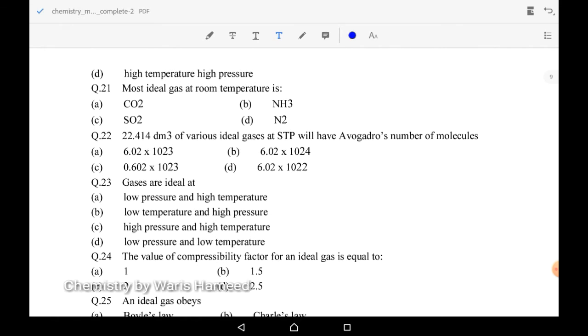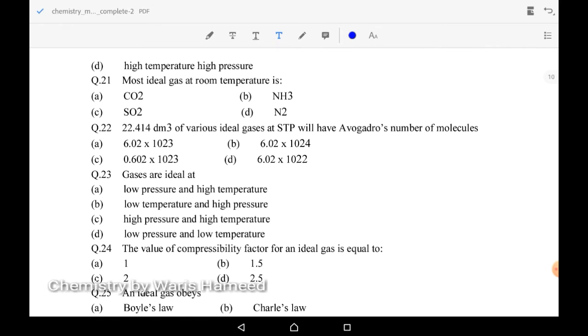Moving to 21st MCQ: the most ideal gas at room temperature is nitrogen. Nitrogen is almost an ideal gas at room temperature. It is not totally ideal, but we can assume that it's ideal.